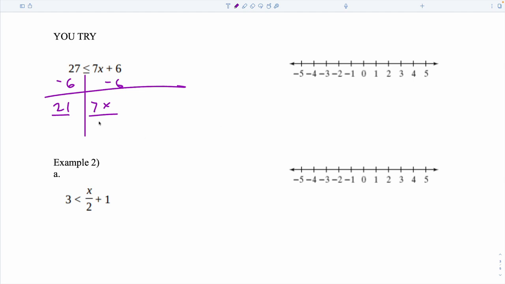You can't cross out the left side. No. All right. The answer should be x is greater than or equal to 3. 3 is where you start. It is a closed circle. And let's go to Nora. Does my arrow go left or right?